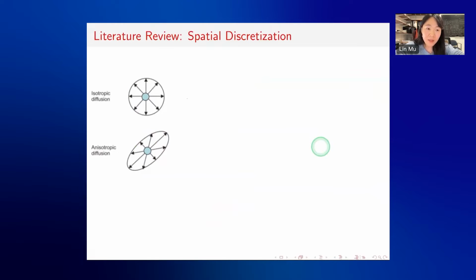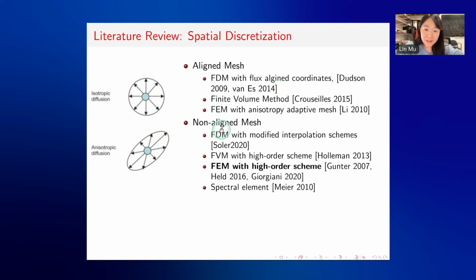Okay, so let's take a look at the difference between the isotropic diffusion equation and the anisotropic diffusion equation. For isotropic diffusion, the diffusion will be uniform in all directions. But for anisotropic diffusion, the problem may have some preferred direction. So I list some incomplete references for these two methods.